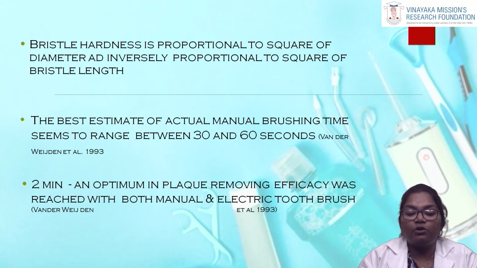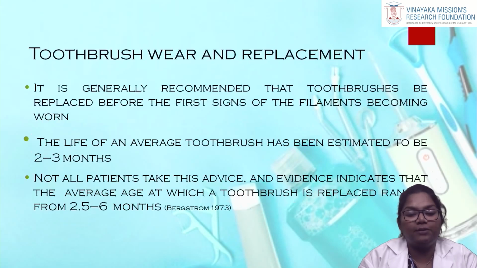The best estimate of actual manual brushing time ranges between 30 to 60 seconds. An optimum of 2 minutes is required to remove the plaque completely, and this is reached with both the manual and the electric toothbrush. There is not much difference between the manual and the electric toothbrush, provided the mode of action of the brush strokes is done properly.